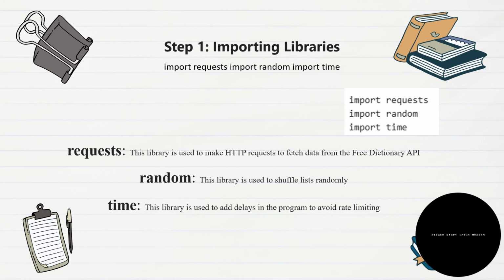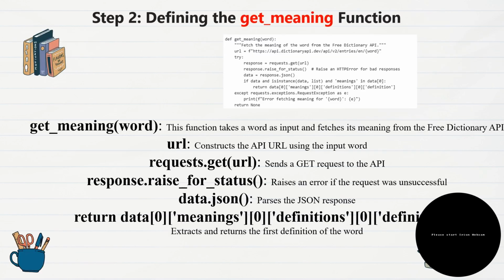Requests is used to make HTTP requests to fetch data from the free dictionary API. Basically, it's like letting Python use the internet and get information from it. Random is for shuffling the words and meanings, and time is for avoiding rate limiting by adding delays in the program. Step 2. Define the getMeaning function.